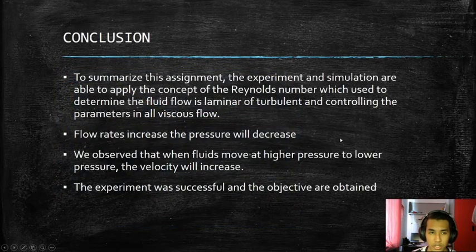And then in the conclusion, to summarize the assignment, the experiment and simulation are able to apply the concept of the Reynolds number, which is used to determine whether the fluid flow is laminar or turbulent, and controlling the parameters in all viscous flow. We also know from the experiment that when flow rate increases, the pressure will decrease. After that, we observe that when fluid moves from a higher pressure to a lower pressure, the velocity will increase. And last but not least, the experiment was successful and the objectives are obtained. Thank you.